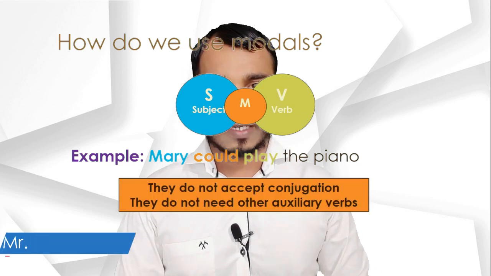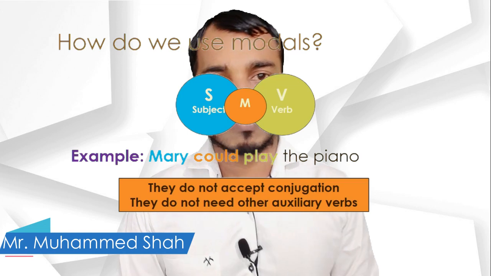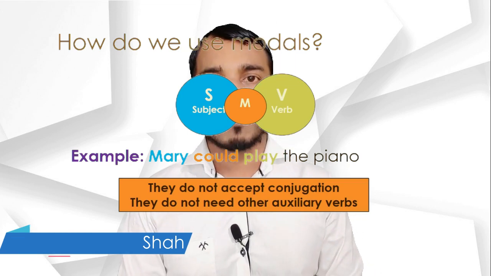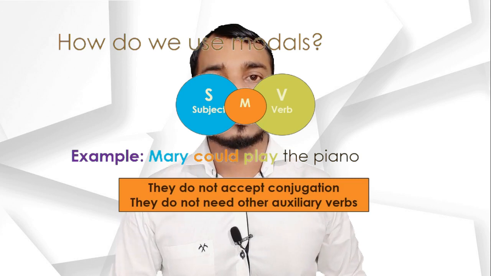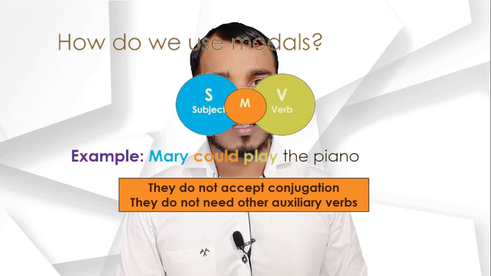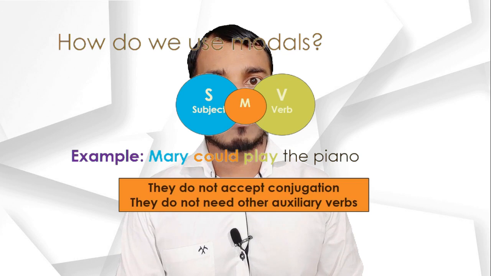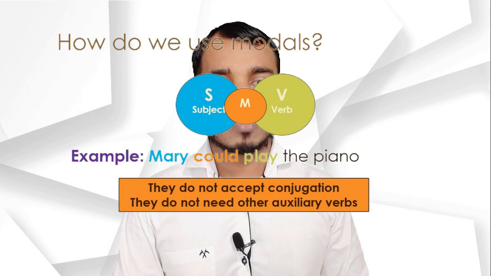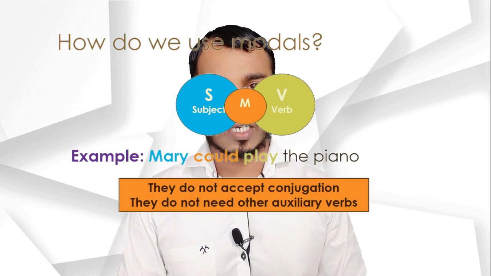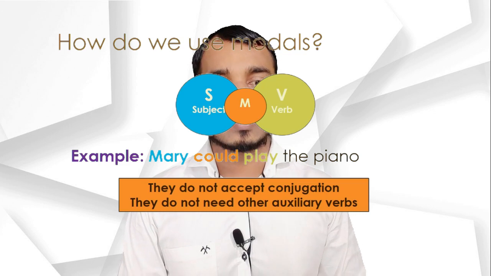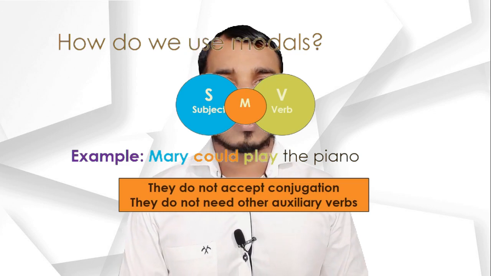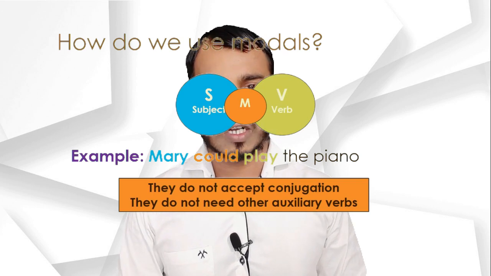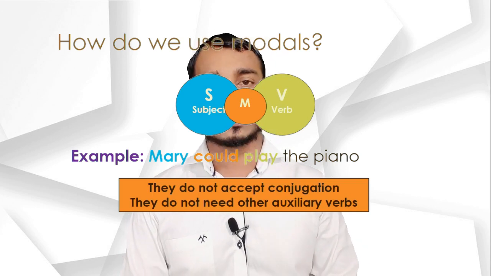Now another thing about modal auxiliaries is that they do not accept conjugation. Confusing? What does it mean, conjugation? They do not accept conjugation. They do not need other auxiliary verbs. Two things about the modal. That is the special thing about the modal auxiliary. They do not accept conjugation.